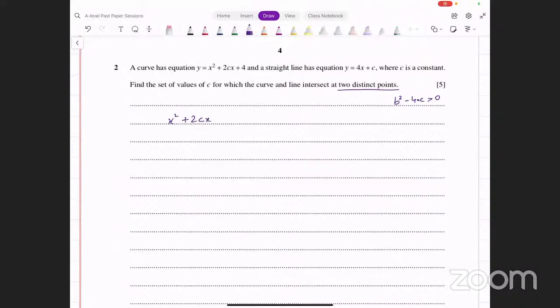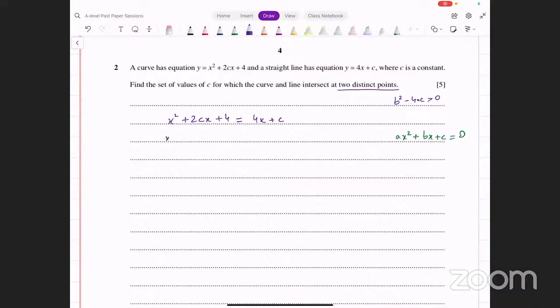Y is x squared plus 2x plus 4. That equals 4x plus c. And now you're going to convert it to this form, that is the standard quadratic equation form. That's ax² plus bx plus c equals 0. इस form में convert करेंगे, एक side पे सारी terms ले जाएंगे, दूसरी side पे 0 होगा.